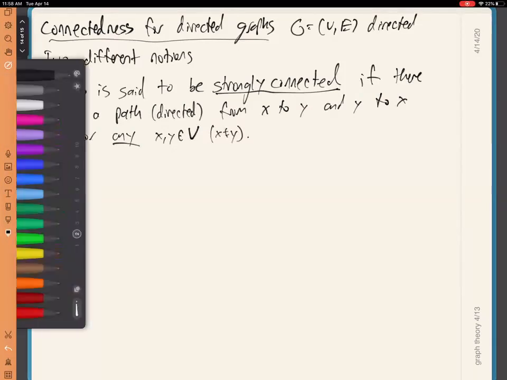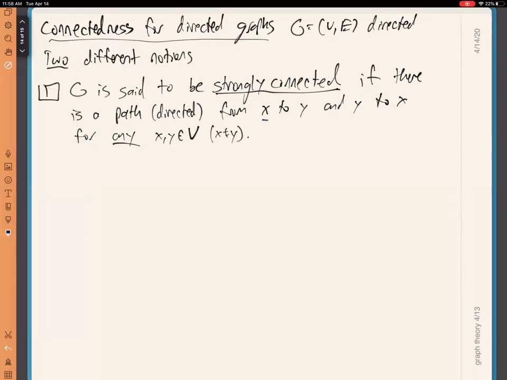Notice that I'm requiring two different things. I don't just want to pass from x to y, I want to pass from y to x as well. And since the graph is directed, these two things may be different. We've seen plenty of examples. If you go back to the example we looked at earlier today for directed paths, there's a path from one vertex to another, but not a path in the reverse direction. So this is strong connectedness.